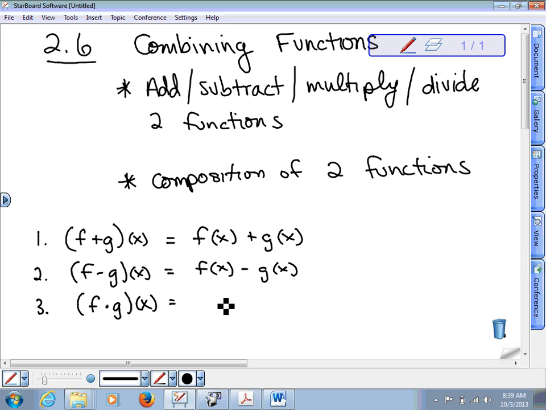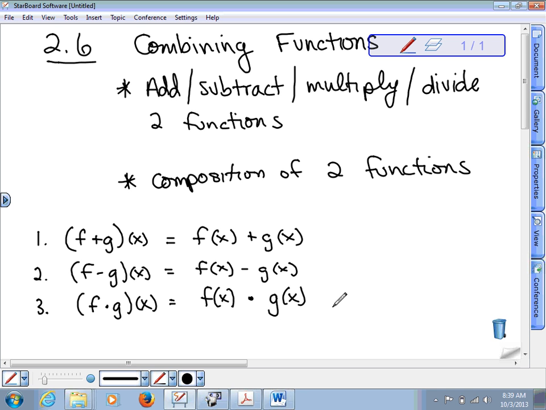F times g of x is equal to f of x times g of x. And this one in particular, I think it's partly because of the notation maybe, but number 3 I see a lot of mistakes on. Students read this one on the left, f times g, they multiply the functions, and then they read this as needing to multiply another x into that. And that's not what this means.